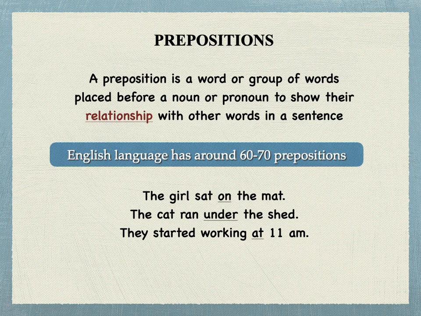Now look at the first one. The girl sat on the mat. Now the relationship between the girl sitting and the mat is established by the preposition on. In the second sentence, the cat running and shed. The relationship is established with the word, that is the preposition, under. They started working at 11 a.m. So, started working and the time. Now, these two elements are linked together by the preposition at.